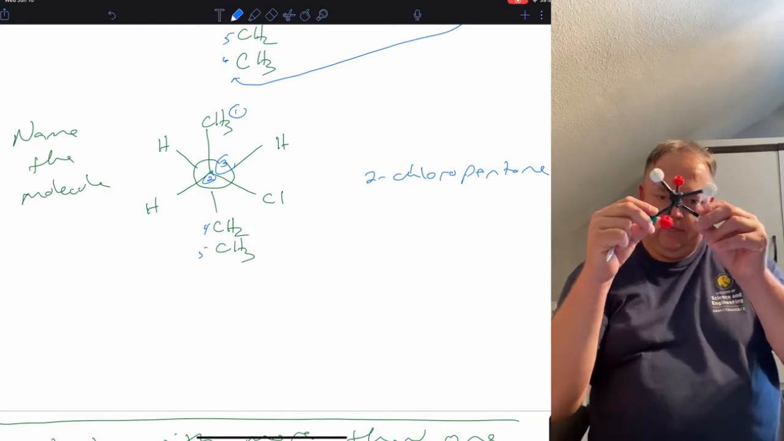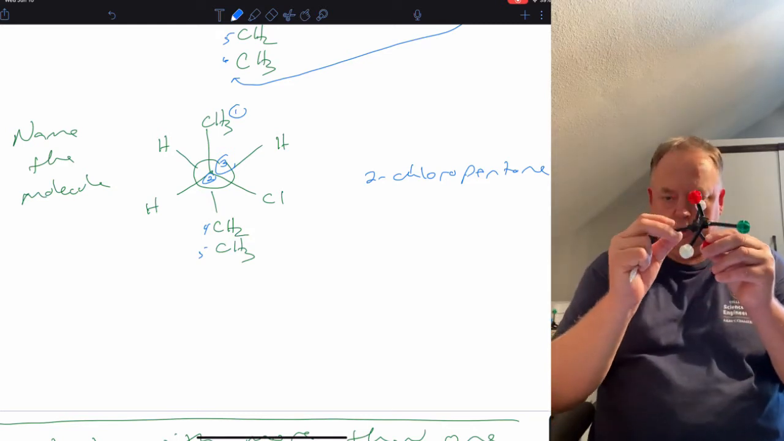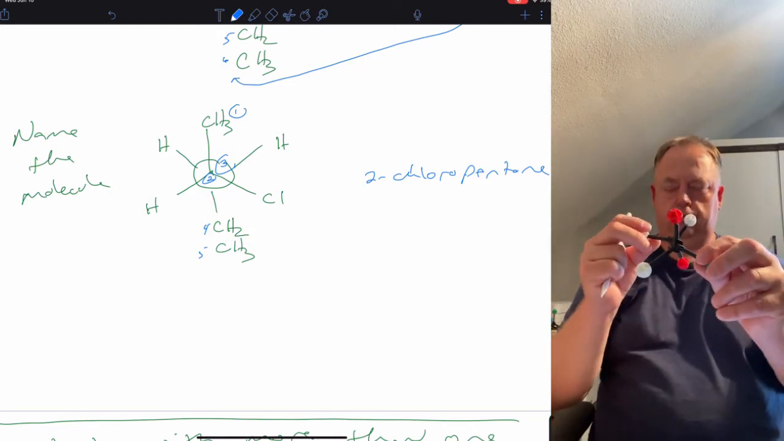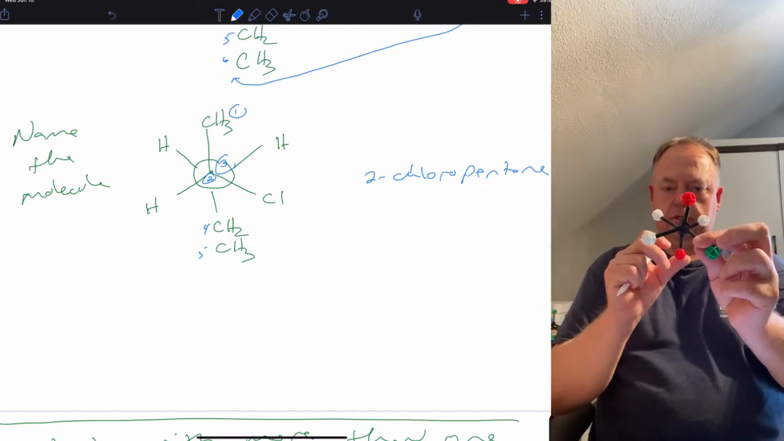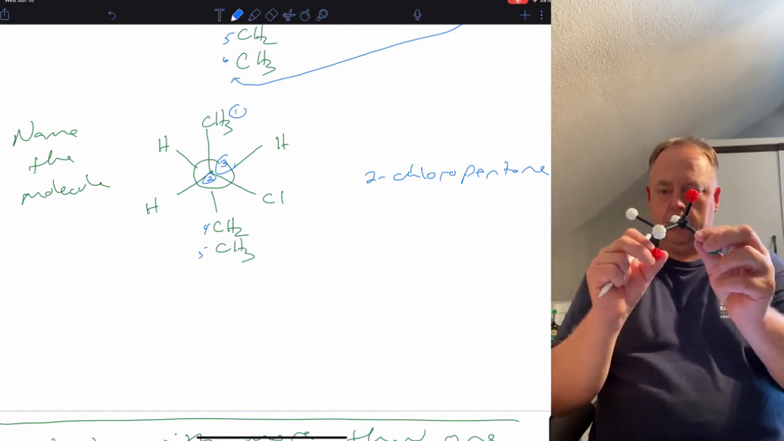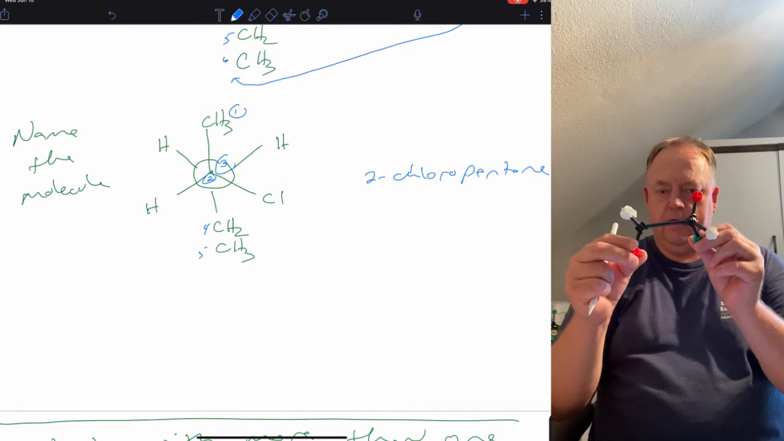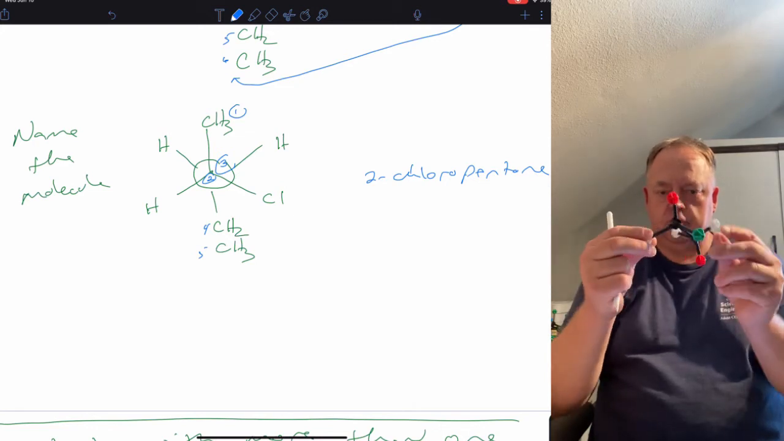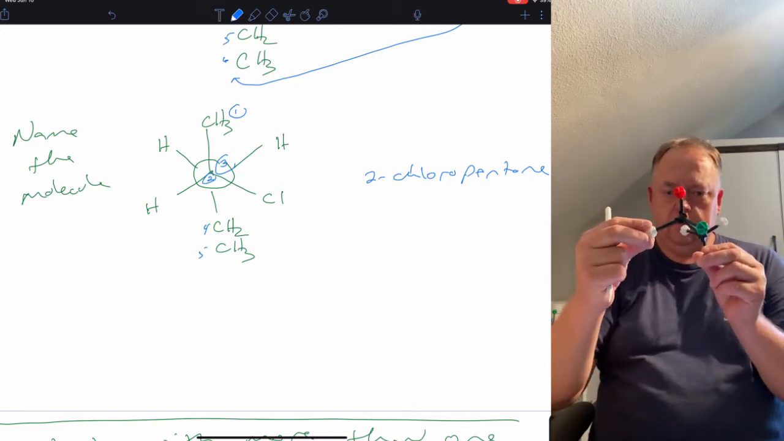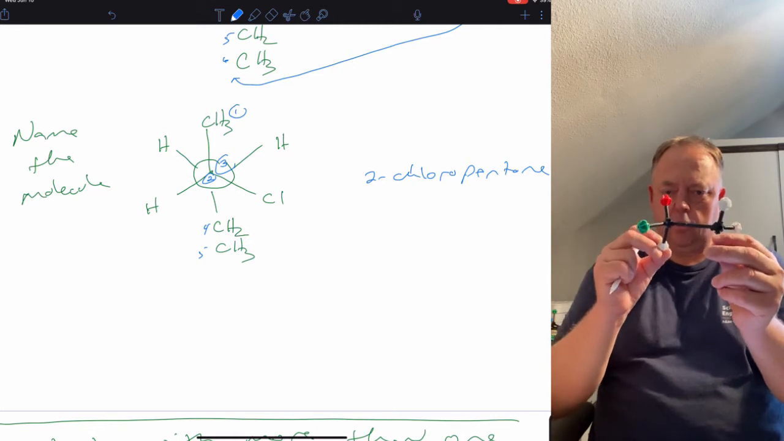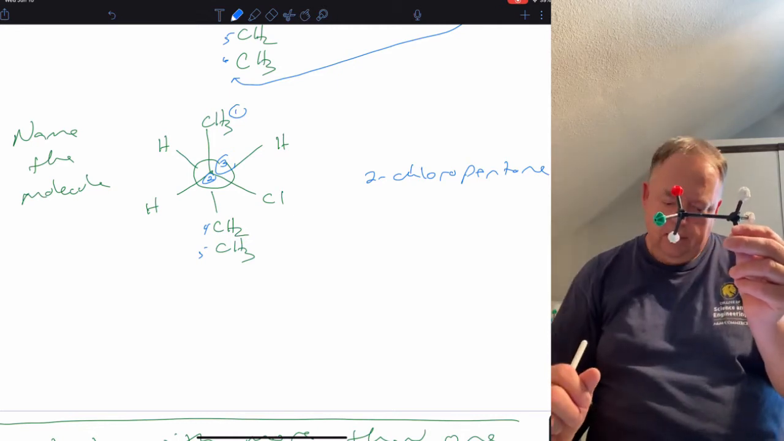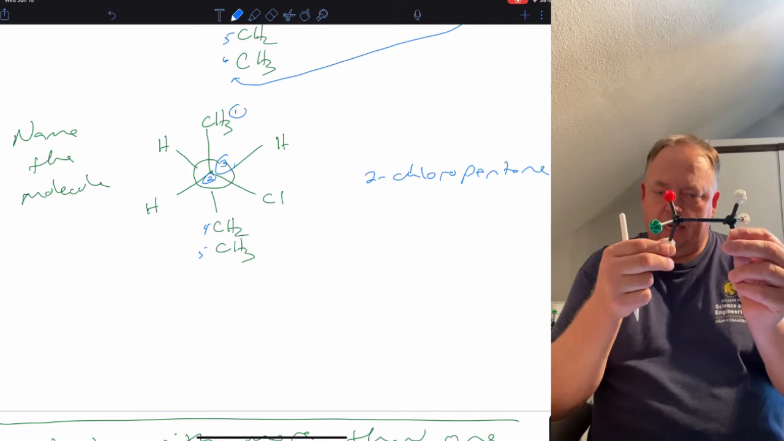What I find easiest to do when I have the molecule in a Newman projection is to take the molecule and draw it as a wedge structure. So let's take this and draw it. If that's the chlorine and we turn it like that, then the chlorine would be coming towards you, so it would be a solid wedge and this would be the dashed wedge.